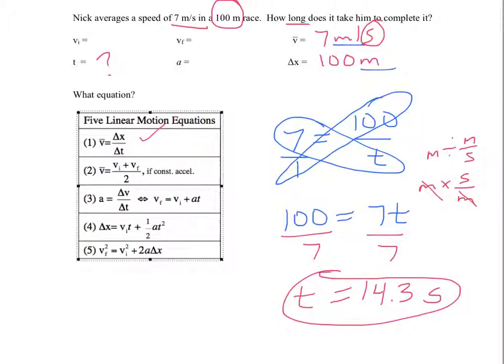Time is 14.3 seconds. One thing that might be useful to do is double check this. A lot of people make mistakes in this algebra, so what you can do is go back into the original equation and plug in the numbers. Delta x was 100, and delta t, time, is 14.3. If you divide these two things, you should get V average, which is 7. When we do that, it checks out, so that means we've done it correctly. It's really common that people divide this the wrong way and they get the wrong answer. So just check your number when you're done.